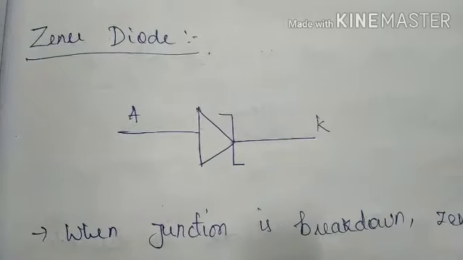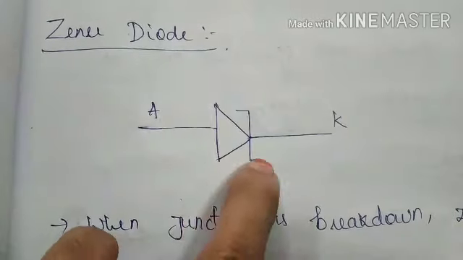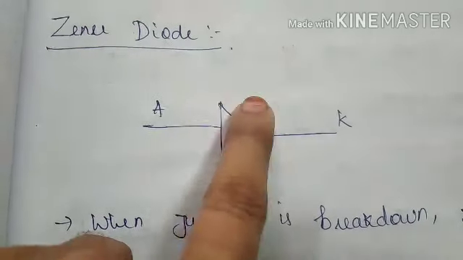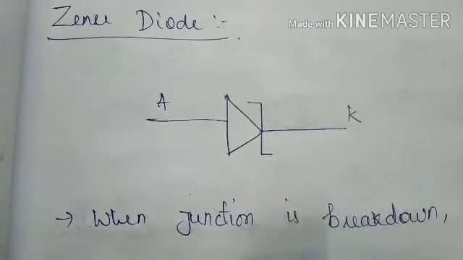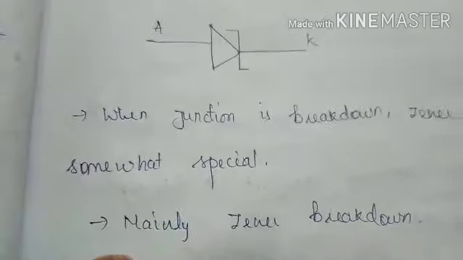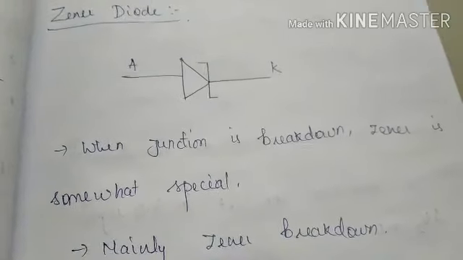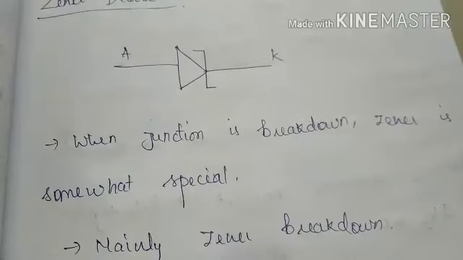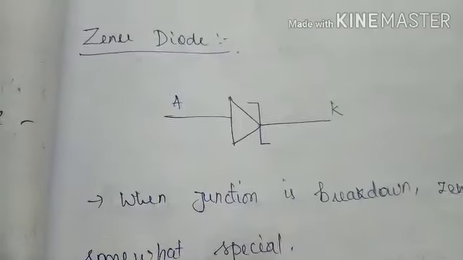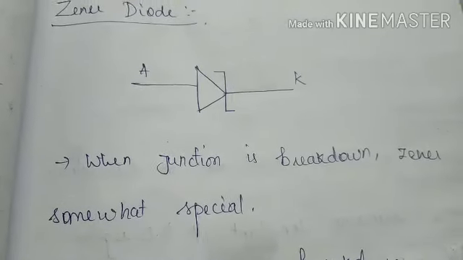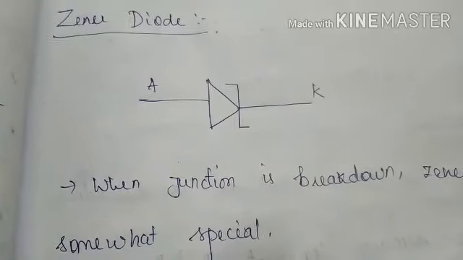The next special diode is the Zener diode. This is the symbol for the Zener diode. This represents Z, this one is like Z. This terminal is the anode and this one is the cathode. When the junction breaks down, the Zener diode is somewhat special. The Zener diode is a special diode in the sense that mainly during Zener breakdown it will behave as a special diode. In other terms, it is otherwise like a normal PN junction diode.